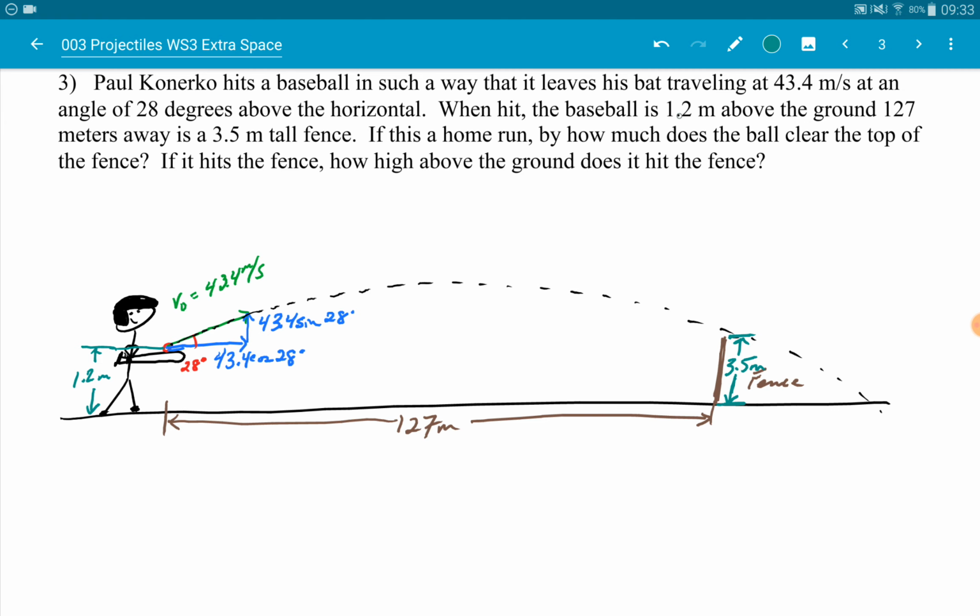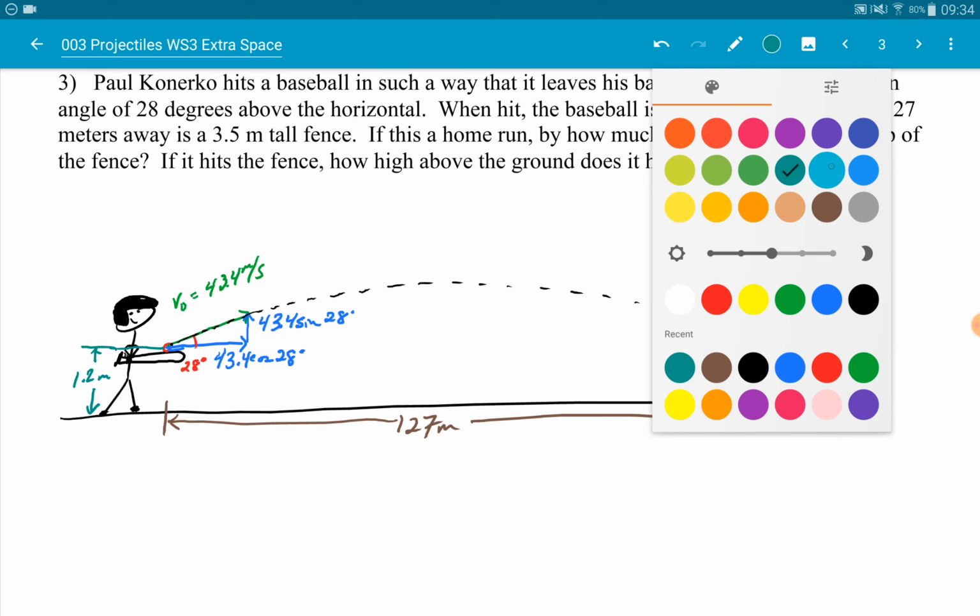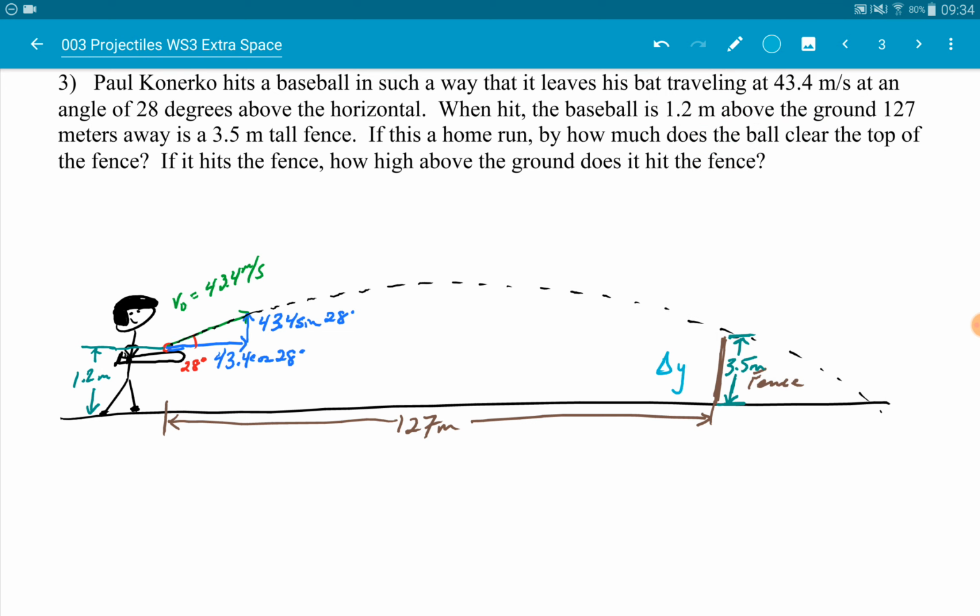So yeah, do I have all the information? I'm looking back, it looks like I got all that. So if this is a home run, by how much does it clear? We're really looking for, and I'll go ahead and label this down, the delta y right here of the ball. So maybe I should label it like that, and ask: if the ball is there, what's my delta y when it's right there?